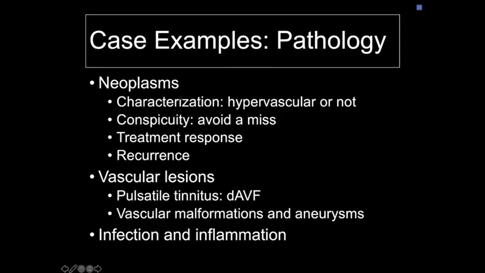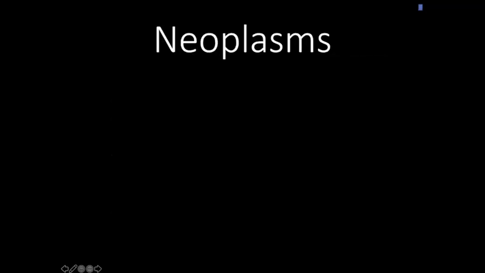Neoplasms, we can characterize neoplasms as to whether they are hypervascular or not. ASL can help us avoid a miss. ASL can help us follow treatment-related change, and ASL can sensitize us to tumor recurrences. With regard to vascular lesions, especially dural AV fistulas and vascular malformations, ASL is extremely helpful, and it can also be helpful in cases of infection and inflammation.